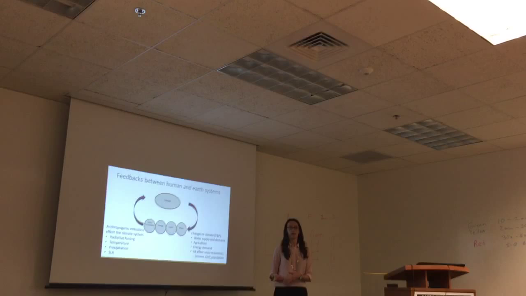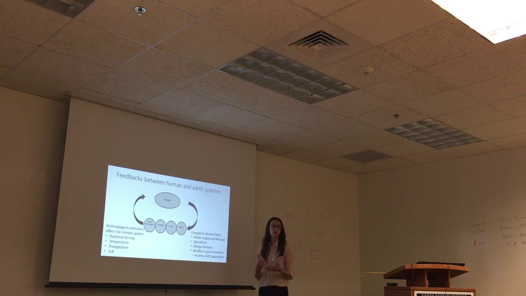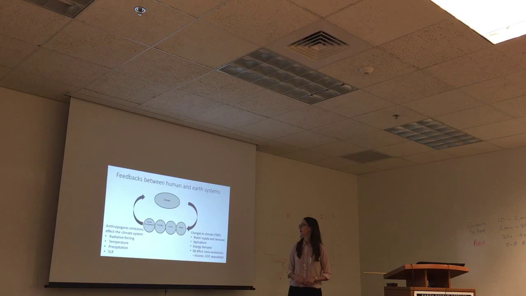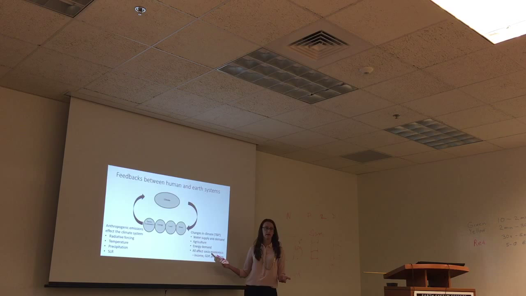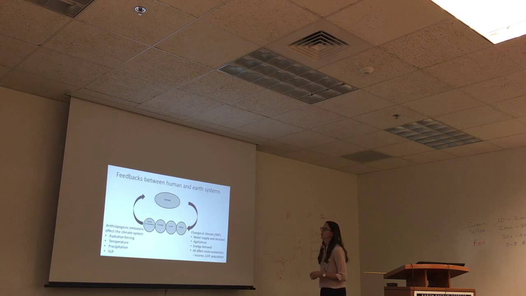usage for energy. So anthropogenic emissions affect the climate system. They change radiative forcing, change temperature, change precipitation, and then, for example, they can also change sea level rise. Then changes in the climate, in particular temperature and precipitation, which I'll simplify just as T and P, they can change the water supply and demand, they can change agriculture, they can change the energy demand. And then all of these affect the socioeconomics, so income, GDP, population. Again, if you have no water, it's going to be hard to grow your population, feed your people. So the human and the Earth system are really tightly coupled together.